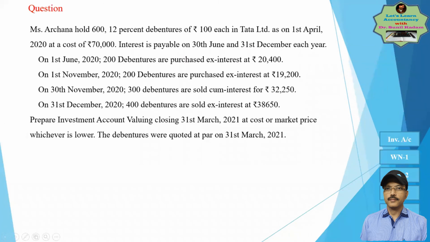Let's go to the question and check what it says. This one is over. Prepare the investment account, valuing the closing stock on 31st March 21 at cost or market price, whichever is lower. The market price: the debentures were quoted at par. When quoted, it means it is in a market, and the quotation on 31st March 21 is par, the face value. So we have to check it with our calculation.